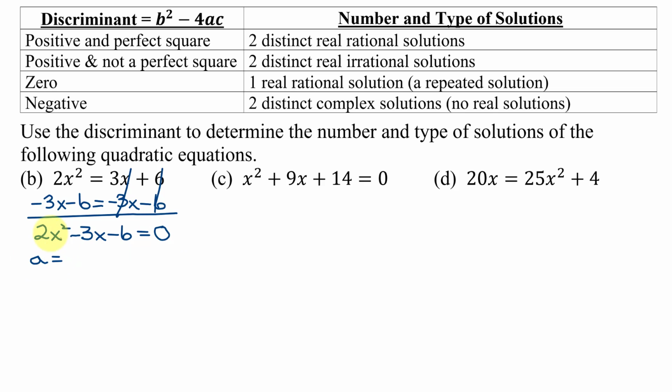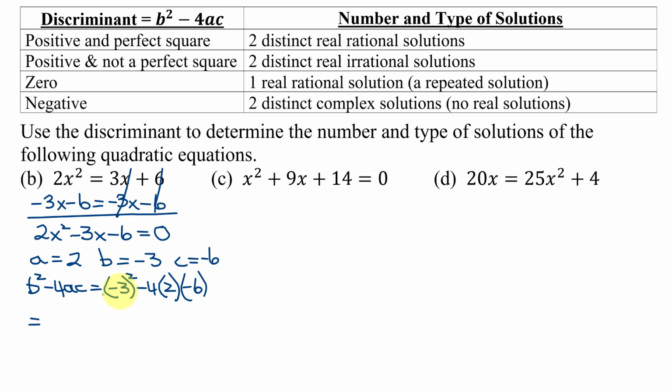A, the coefficient of the x squared, is 2. B, the coefficient of the x term, is negative 3. C, the constant term, is negative 6. So the discriminant, b squared minus 4ac, is b squared, so it's negative 3 all squared, minus 4 times a, which is 2, times c, which is negative 6. So I'm going to get negative 3 all squared.